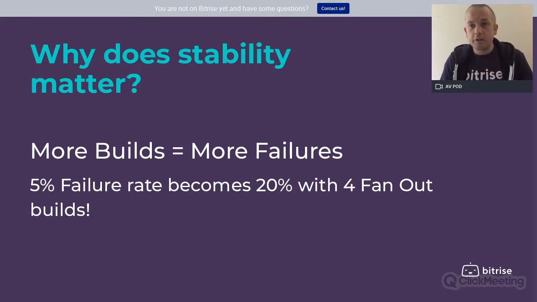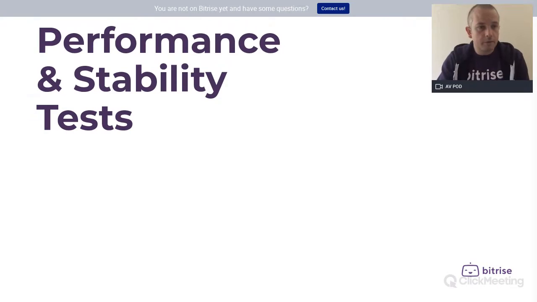Because if you have a 5% failure rate and you fan out to four parallel builds, you're going to have an increased chance of one of those four builds failing. So that's why we did a lot of research on stability and performance metrics. Before I do the performance stability test results, let me just check the questions.